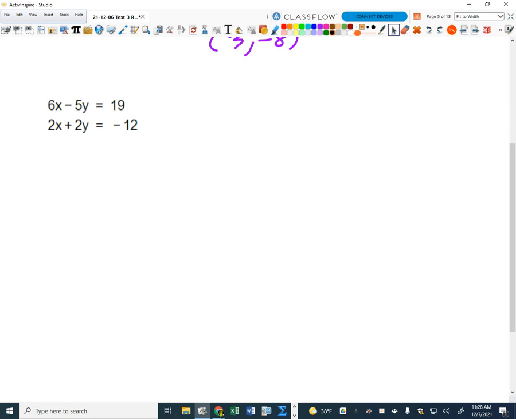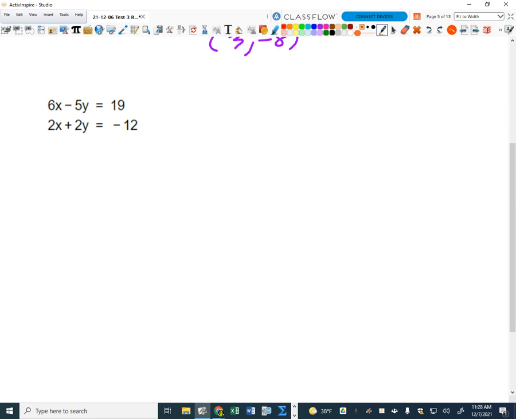And what's the strategy? Well, I can easily get the x's to cancel in this case if I just multiply everything in the bottom by negative 3. I'm going to end up with a 6x and a negative 6x. Would have been harder to do with the y's, wouldn't it? Because 2 doesn't divide into 5 evenly, so x's are easier to eliminate here, aren't they? Okay, so how do we show that?